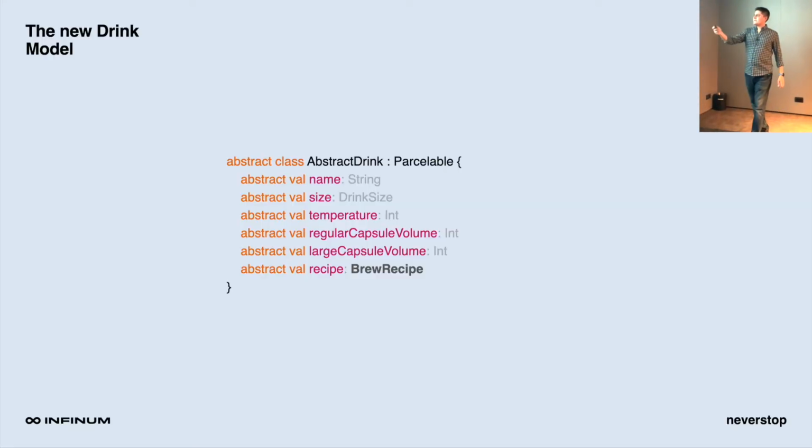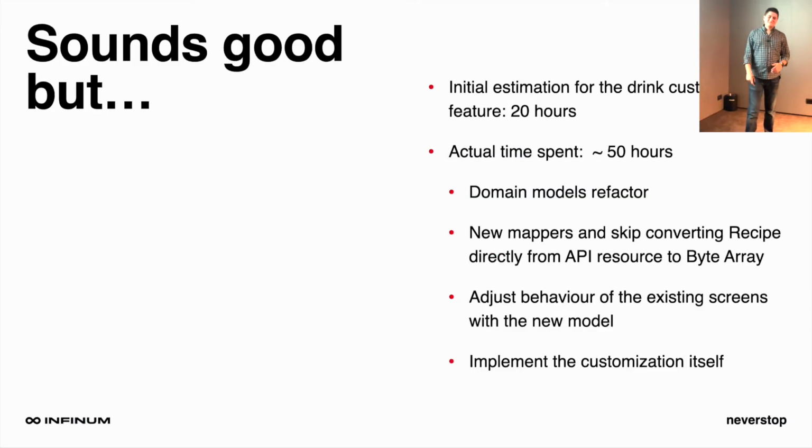And my new domain object for a drink here has a brew recipe instead of a byte array. That's just a new class that I made for the domain object. And for legal reasons, I can't show you the contents of that class. So sorry about that, but I hope it's clear enough. So, it worked, and all was good. But I estimated the feature at 20 hours, and I spent 50 or even more. I think I spent more.